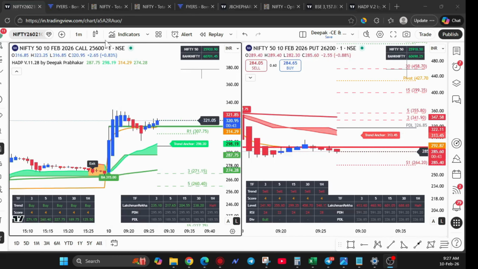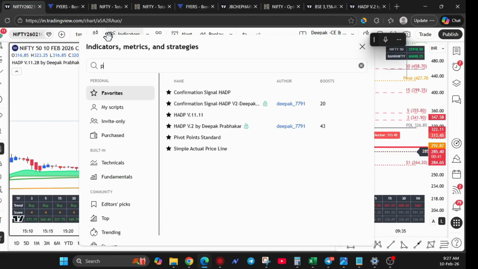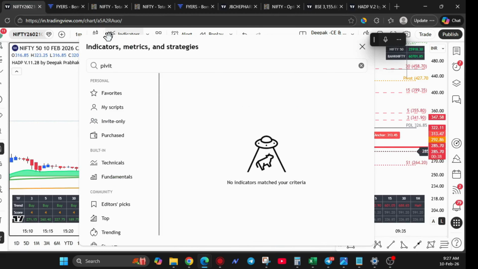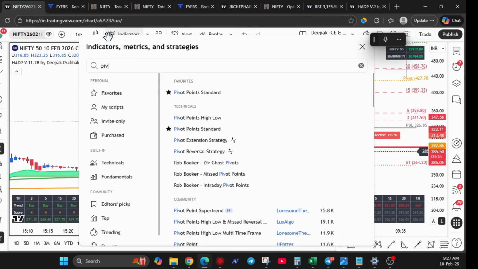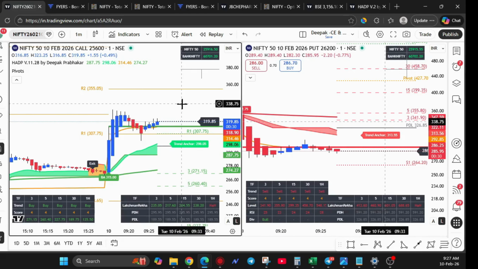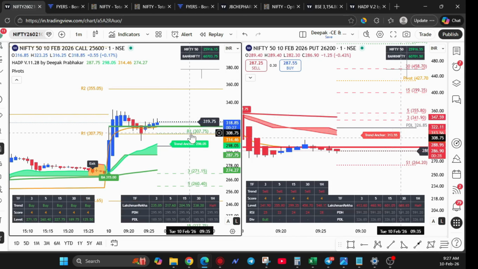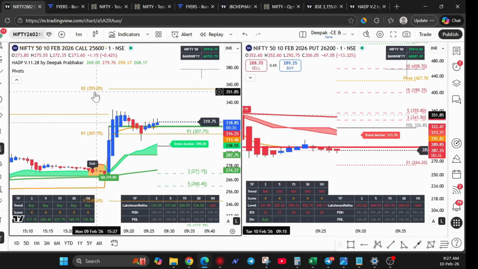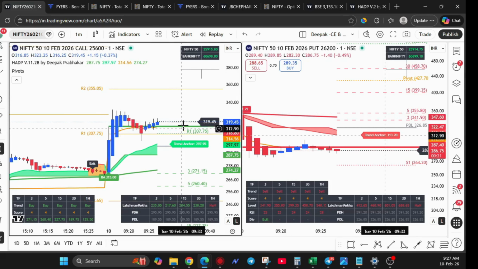For now, I will add a pivot indicator to see where R2, R3 are, but I will add it to the code later. Okay. So I will use the standard pivot. Yeah, R1 is at 307, which has got printed. Now 355 is where the R2 is. So let us wait and see whether it hits stop loss or it goes and hits the R2.